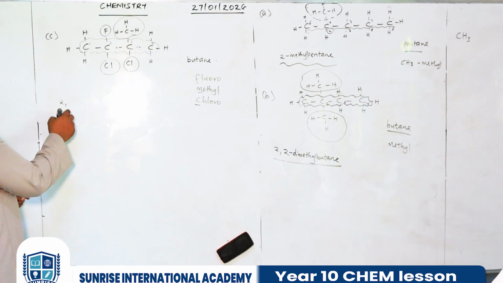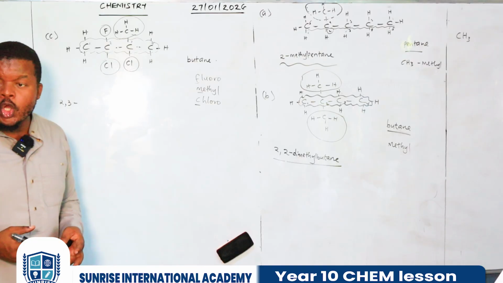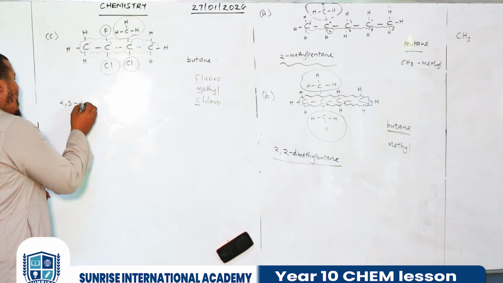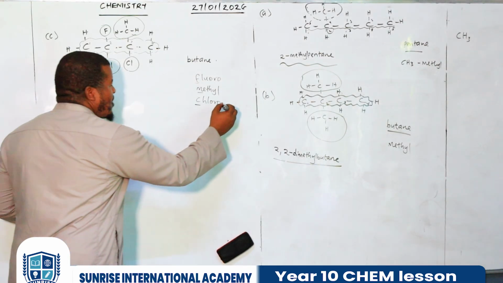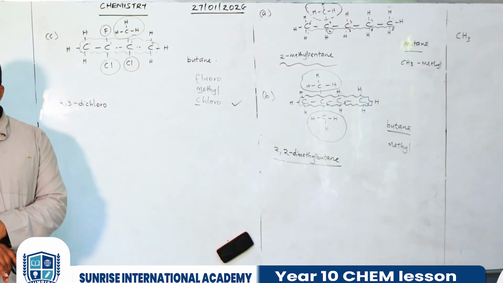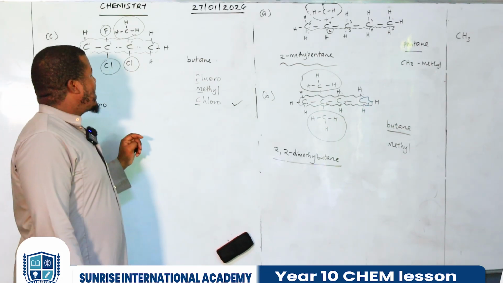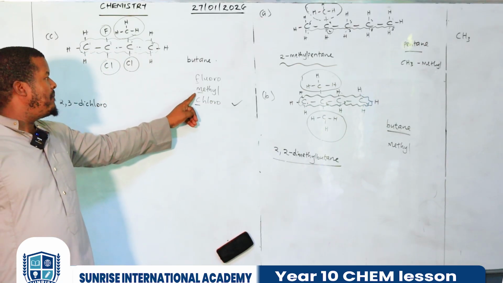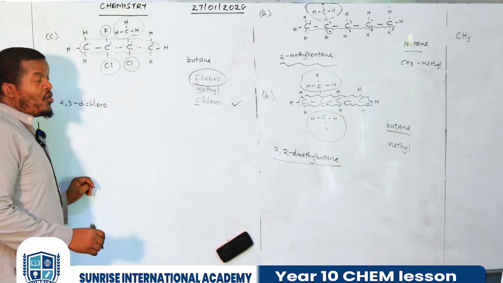So you're going to say 2, 3 hyphen. How many chlorines do we have? 2. So you say dichloro. We are done with chlorine: 2, 3 hyphen dichloro. From C, what is the next letter in the alphabet? Is it F or M? F is next. So we need to name the fluoro.